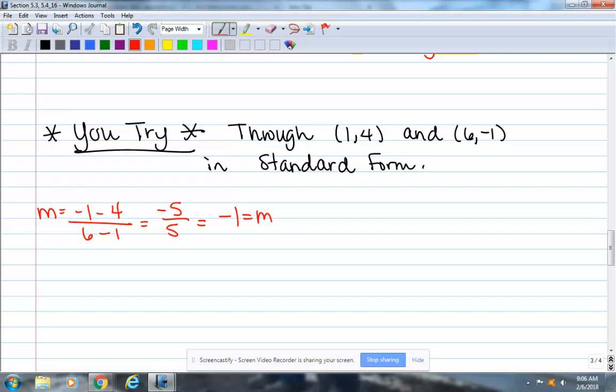Everybody get -1 for their slope? Because if we don't get our slope right, are we going to get our equation right? So it's very important that we can get our slopes correct. Is everybody okay with -1 being the slope?